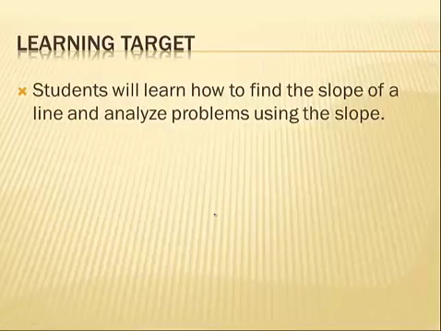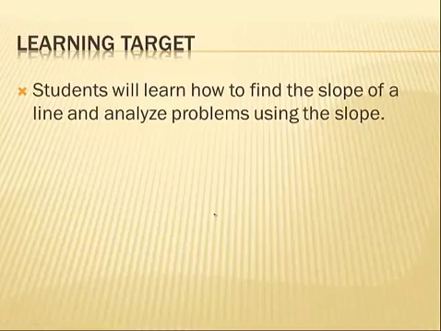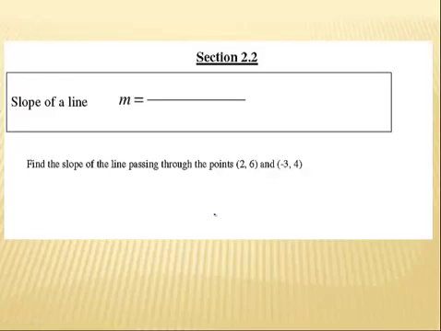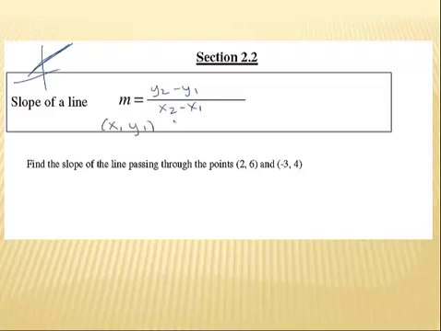In this lesson 2.2, students will learn how to find the slope of a line and then be able to use that slope to analyze problems. So let's just remind ourselves, the slope of a line, this is our line, it really is looking at this right here. To find that, we are going to do y2 minus y1 over x2 minus x1. And where these are going to come from are your coordinates here.